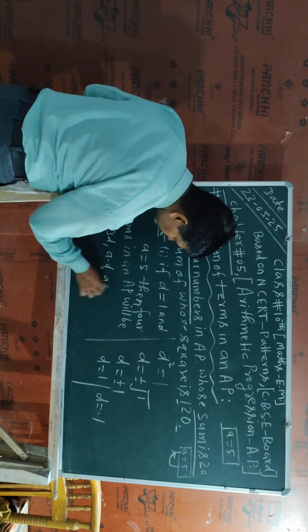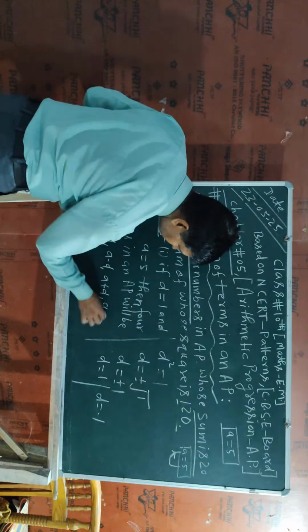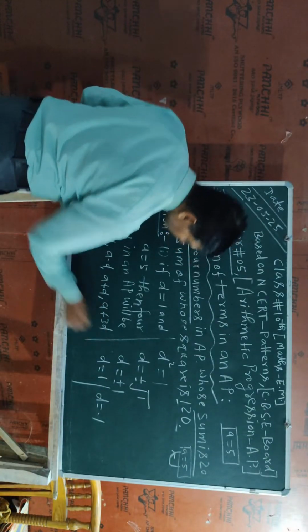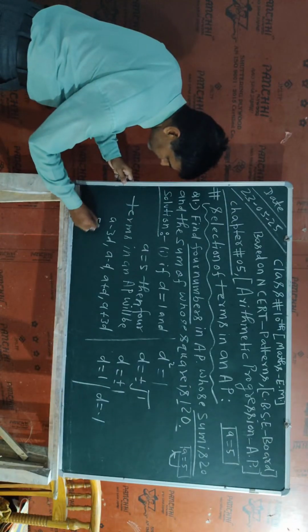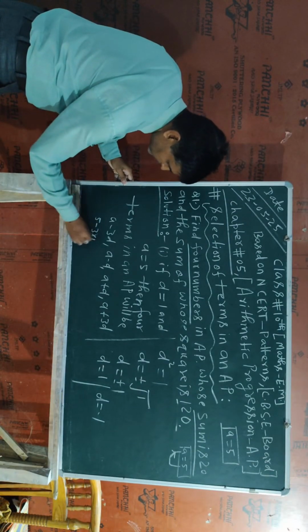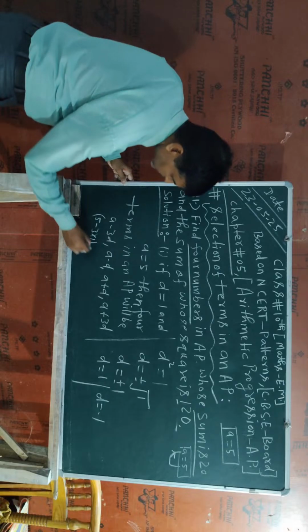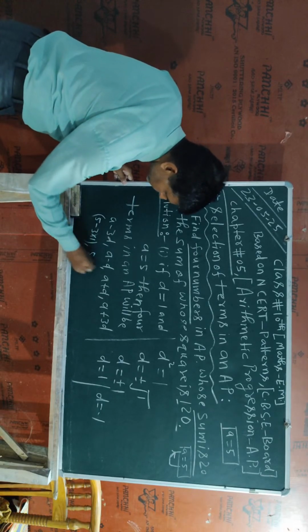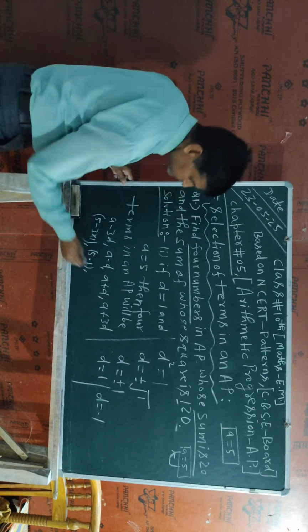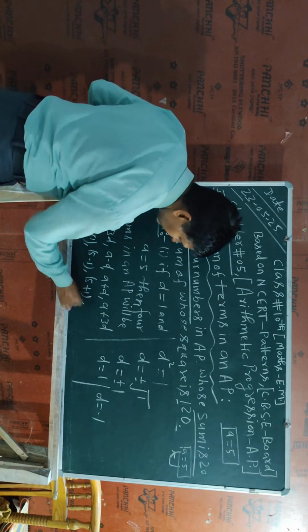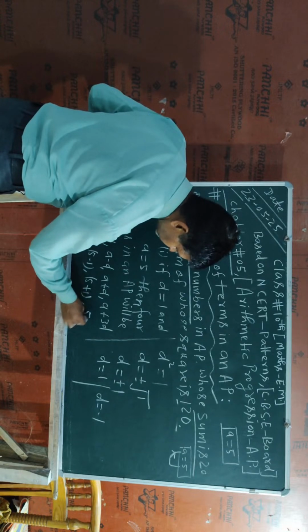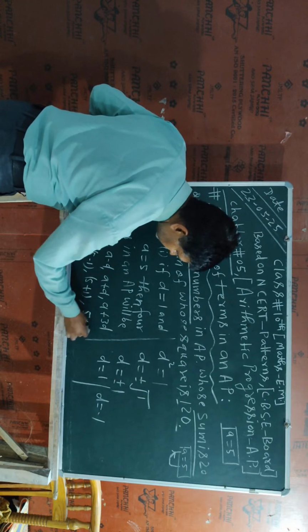Next will be a plus d, and last will be a plus bd. Now here I will substitute this value. So 5 minus 3 into 1, this is the first term. 5 minus 1, this is the second term. 5 plus 1, this is the third term. And 5 plus 3 into 1.